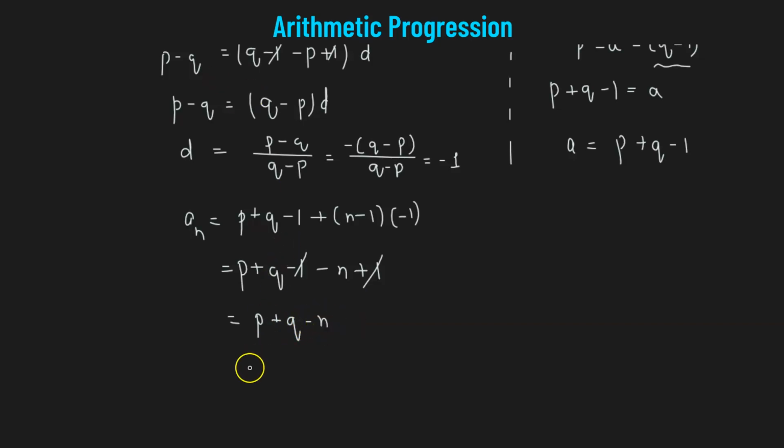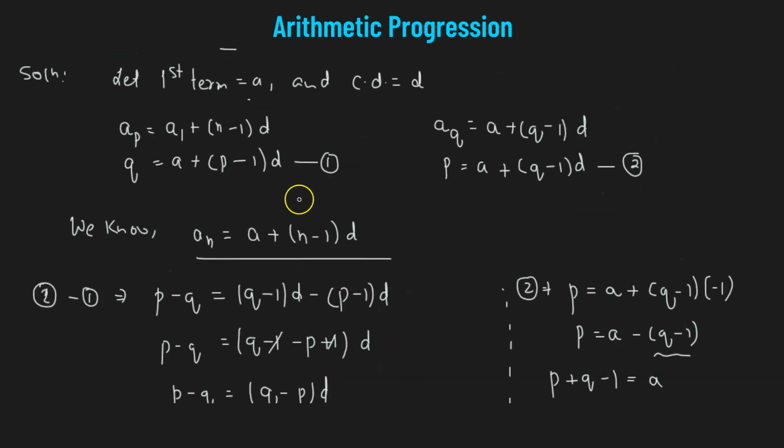Hence, we have successfully shown that the nth term is given by p plus q minus n, whenever the pth term is given by q, and the qth term is given by p.